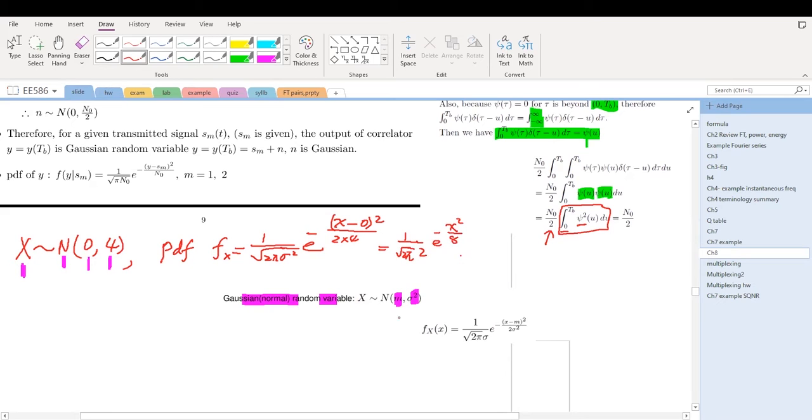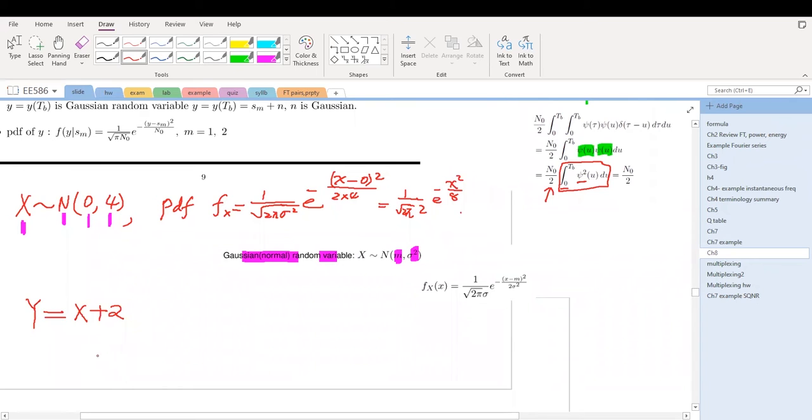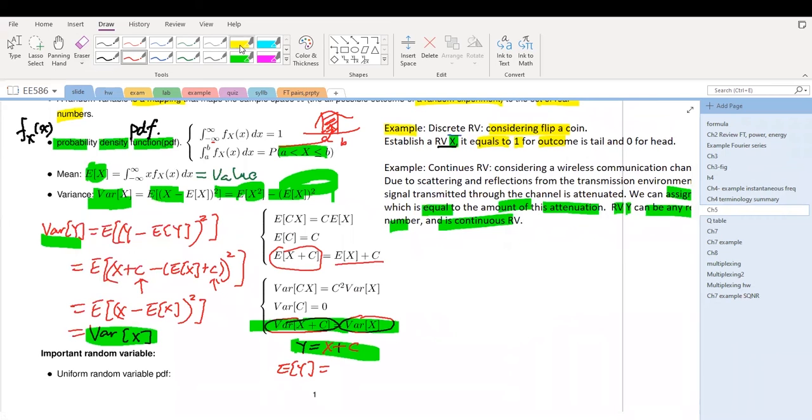Okay. Now, let's say I have a random variable y equals x plus 2. What's the distribution of y? What's the PDF for y? First of all, x is Gaussian, and this is shifted by 2. Therefore, y is Gaussian as well. Next, we need to find the mean and variance of y. For a random variable shifted by a scalar, we have these properties of the mean and the variance. If a random variable is shifted, the mean is shifted. If a random variable is shifted, the variance does not change.